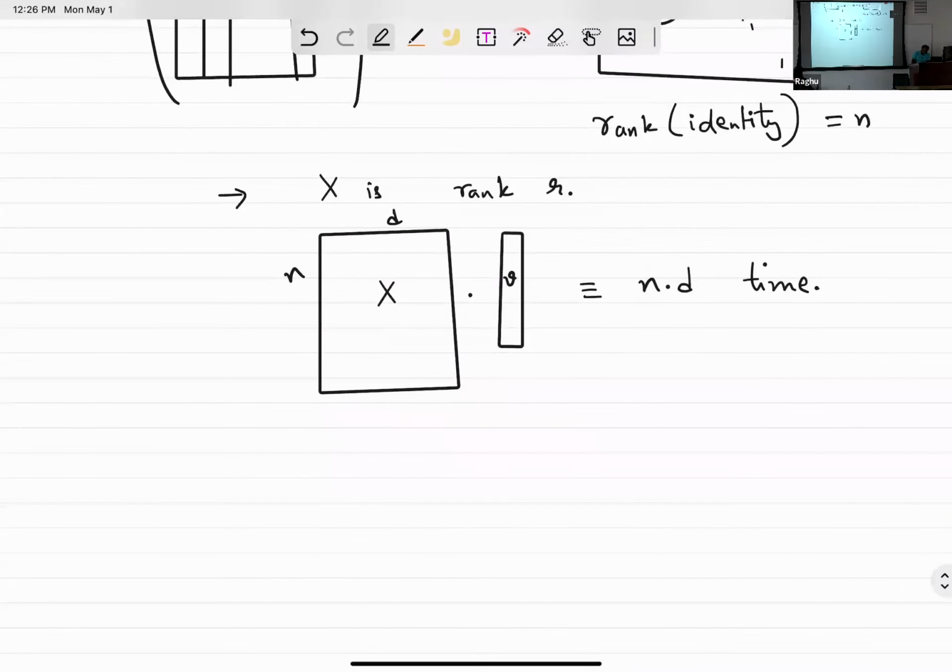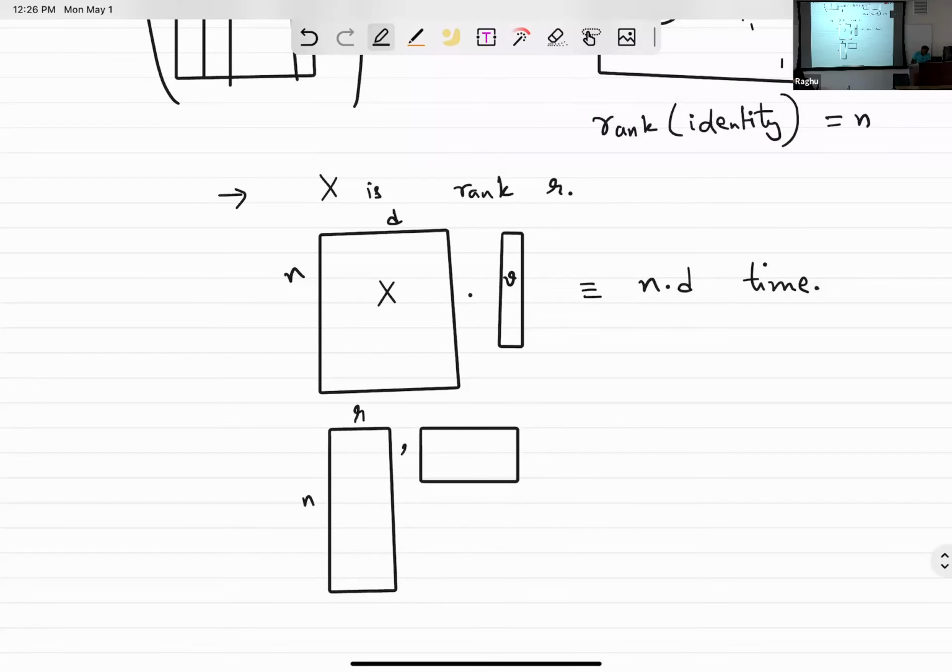On the other hand, if X is of rank R and I have a small rank factorization, how can you compute it? You would use associativity, right? You wouldn't multiply these two matrices and then multiply with the vector, but you'd first do the vector matrix multiplication and then propagate it. This is something that we saw earlier also. It's an important trick, and it will show up later too.